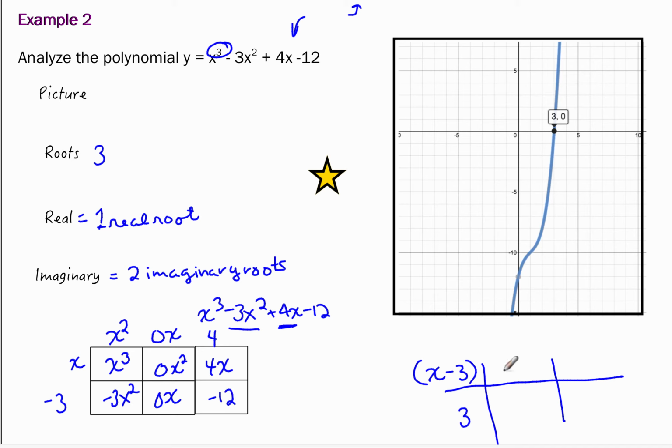All right, so what did our other factor end up being? An x squared plus 4. So now I can set that equal to 0. X squared equals negative 4. Solve it. X equals plus or minus 2i. There are my 3 roots, 1 being real, 2 of them being imaginary.